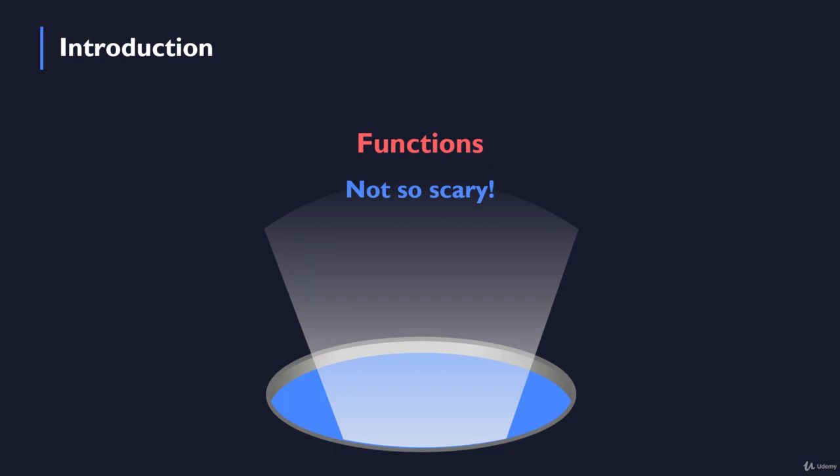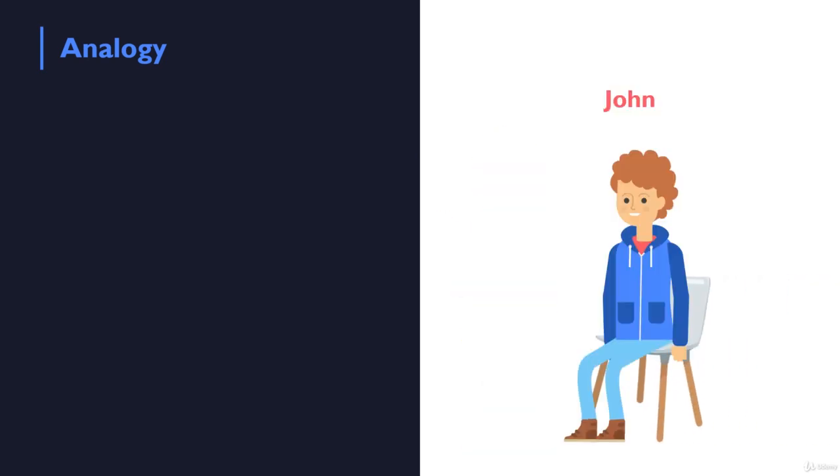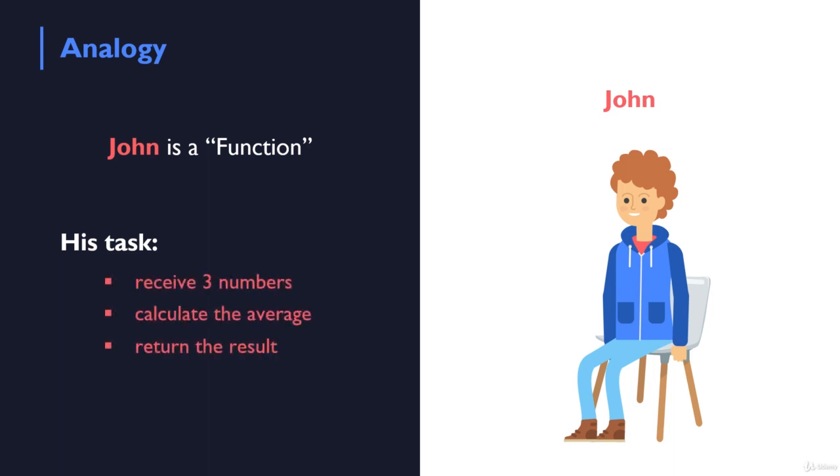So now let's make another brief analogy. Let's say that we have John. John is a function. He sits in his room and he knows that all he has to do whenever someone calls him is to receive three numbers, calculate the average, and return the result to whoever called him. Okay? So let's talk in more details about how John operates.